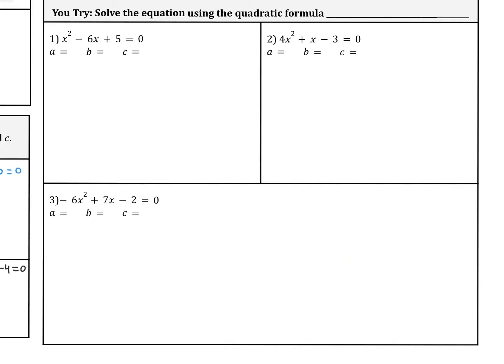Try problems number 1, 2, and 3. Make sure you always write the formula so that you can get some practice writing and memorizing it.